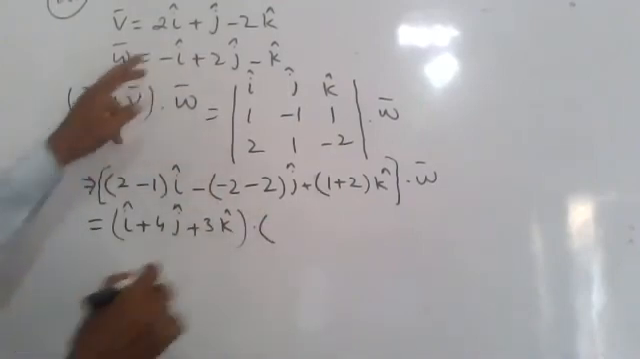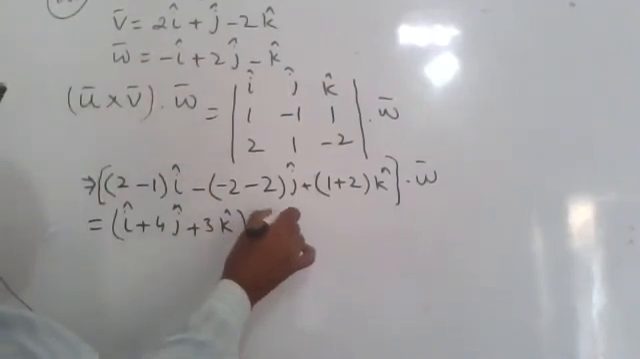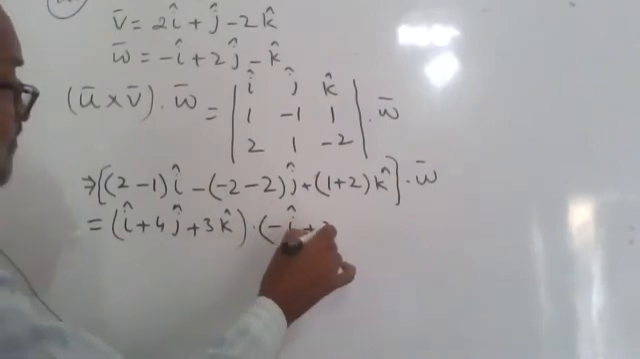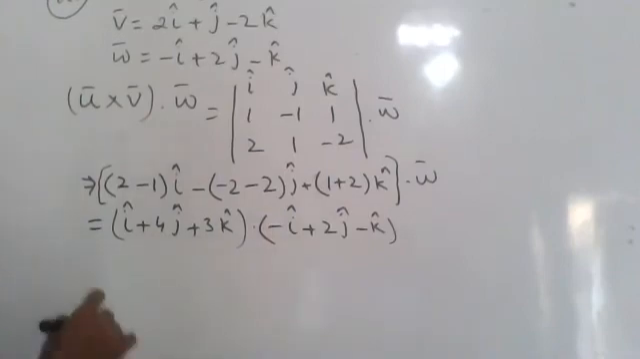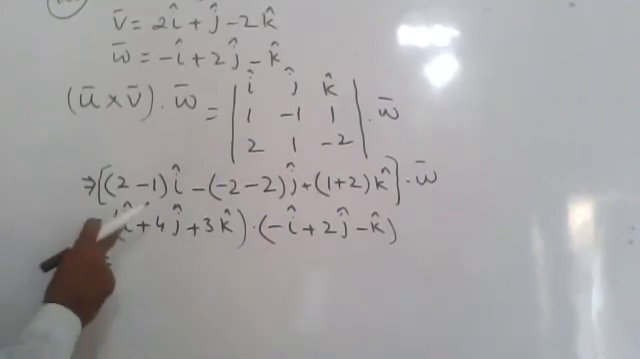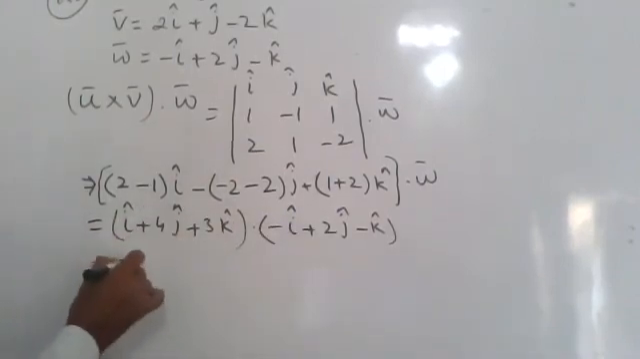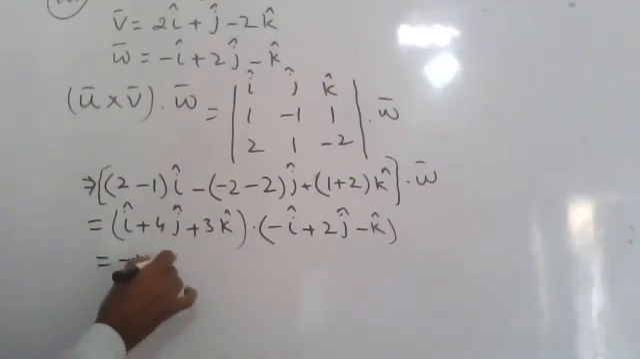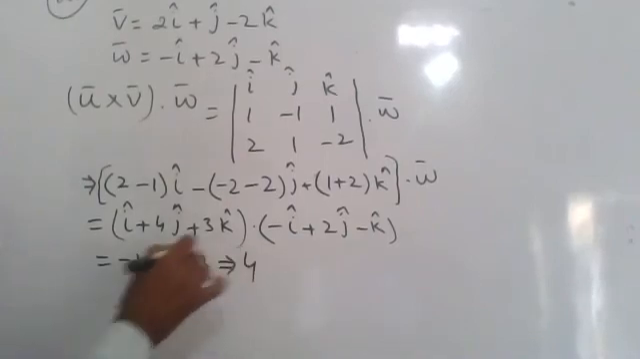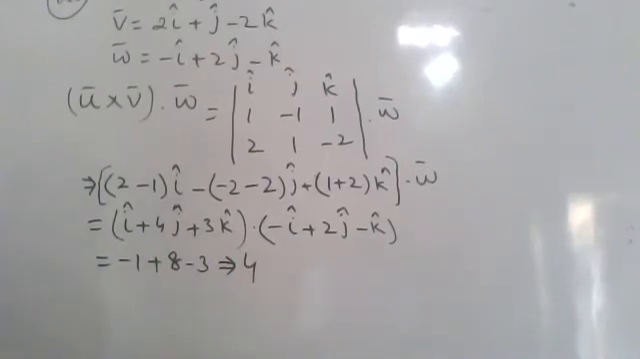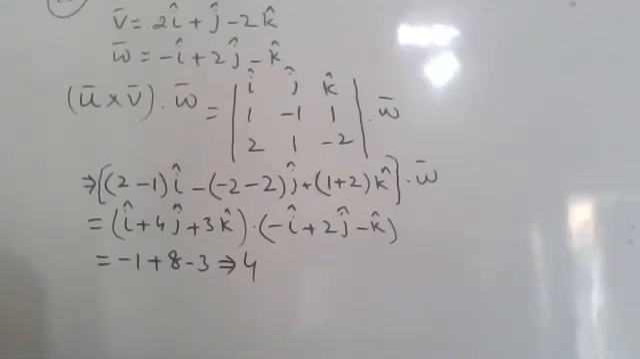Now we have to operate. We write dot w, minus i plus 2j minus. The answer will be equal to i into i minus 1, 4 into 2, 8, 3 into minus 1 minus. This will be the 4. So the answer is 4.